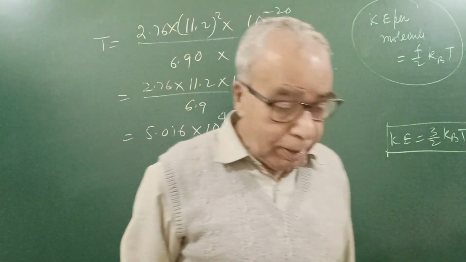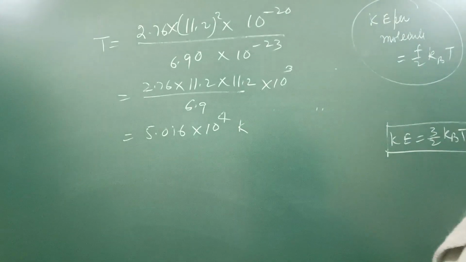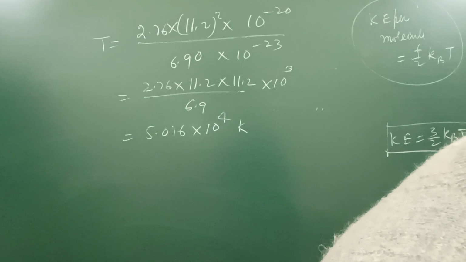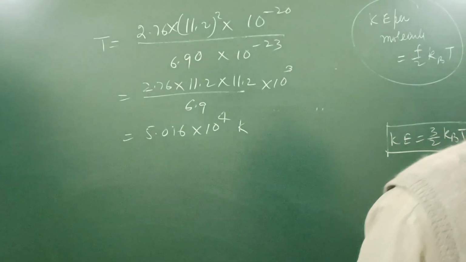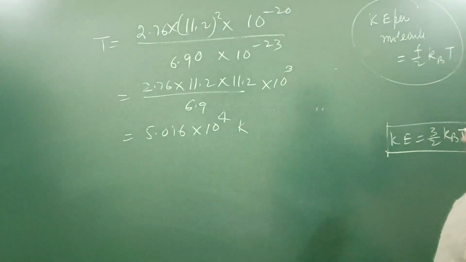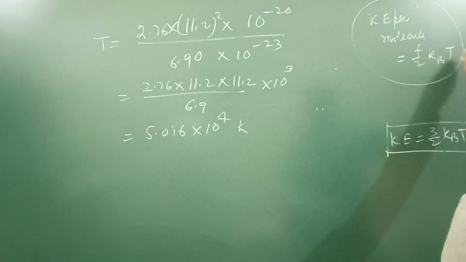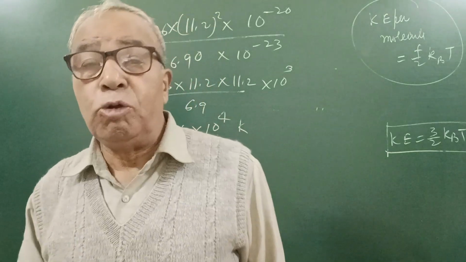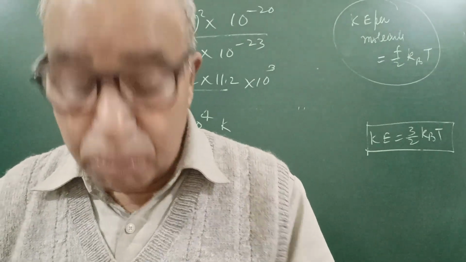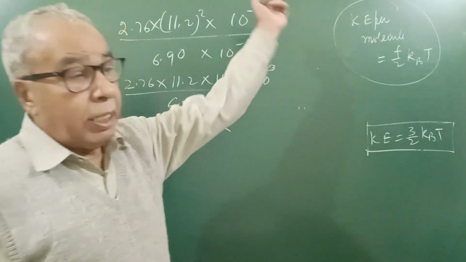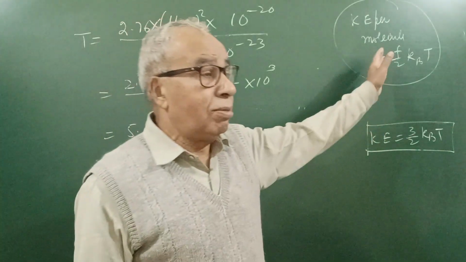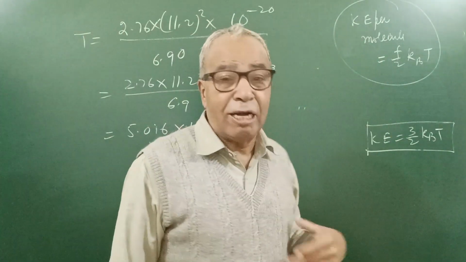Actually, the book with me has given another answer, 8.3 × 10^4. They have assumed 3/2 kT. So remember, whenever you are doing numerical problems on kinetic energy per particle or per molecule, take care of the degree of freedom. For monatomic, degree of freedom is 3, for diatomic is 5, for triatomic is 6.